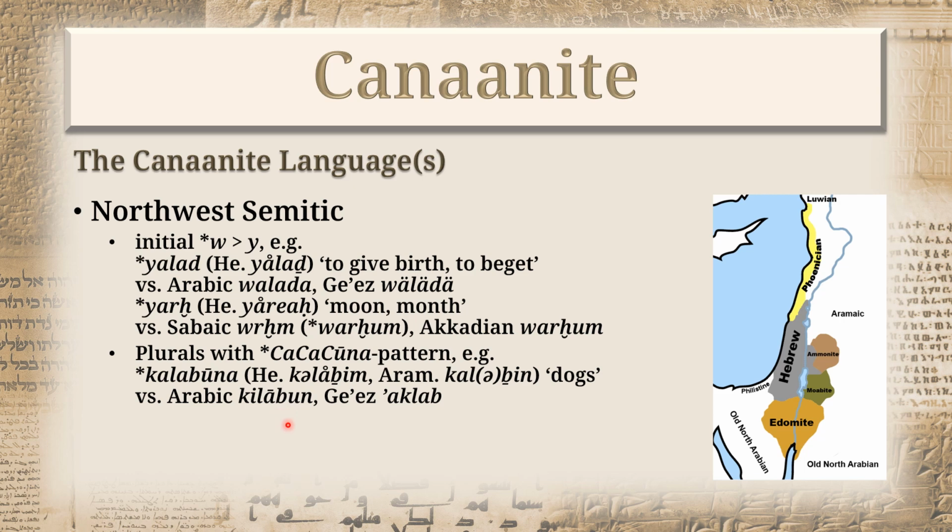And it's also not kalbun and not kalabun. Same thing in Ge'ez, where the plural of kalb is aklab. So again, no external nominal or masculine plural ending, and a different internal vowel pattern. So these are two distinctive features of Northwest Semitic. But how is Canaanite different from other Northwest Semitic languages like Ugaritic and Aramaic? I will explain that on the next slide.